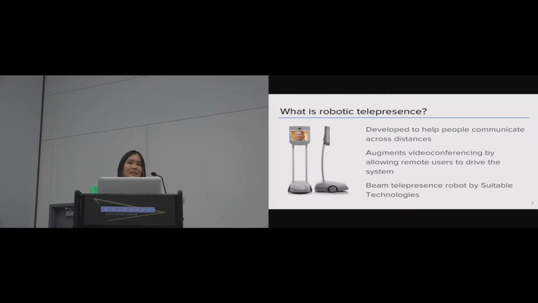To make sure we're all on the same page, let's first talk about what I mean by robotic telepresence. Robotic telepresence was originally developed to help people communicate across distances as an alternative to being physically present. Similar to video conferencing, these systems often have a live video stream where the remote user appears on the screen, as you can see here on the left. They also have a camera so that they can see what's going on. But unlike video conferencing, these remote users have the ability to drive the system around in the local user's environment. The picture here shows the Beam, which is a commercial telepresence robot, which you can also see in the audience here. These are the systems that we use for our study.